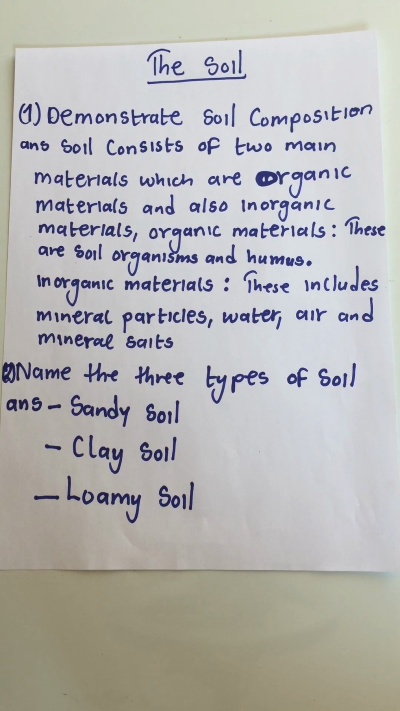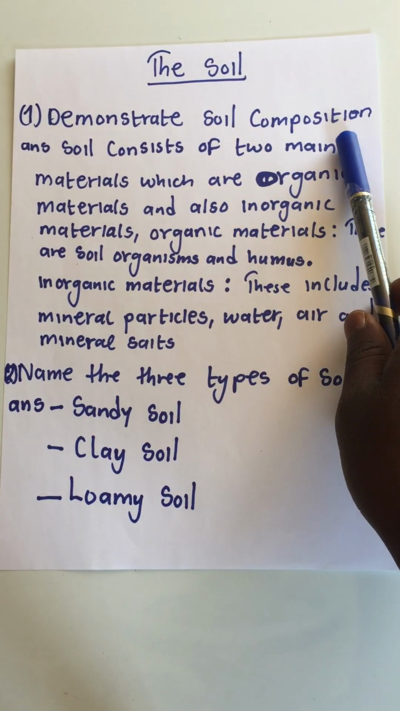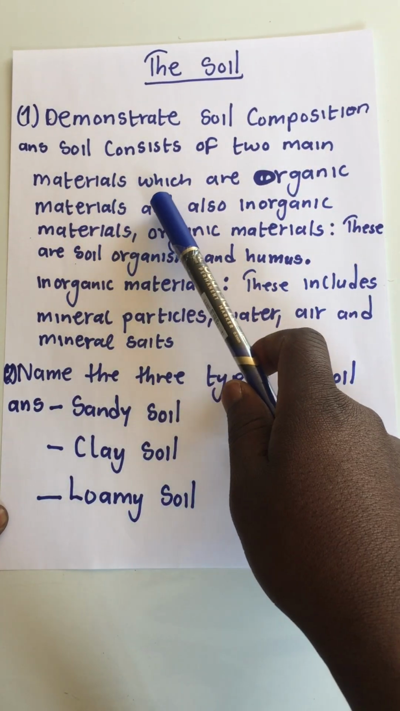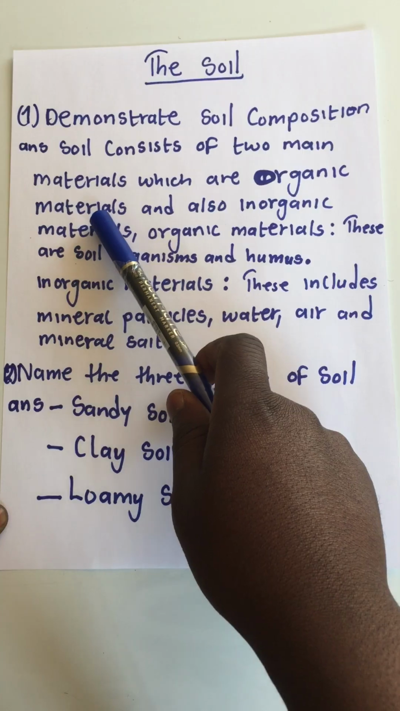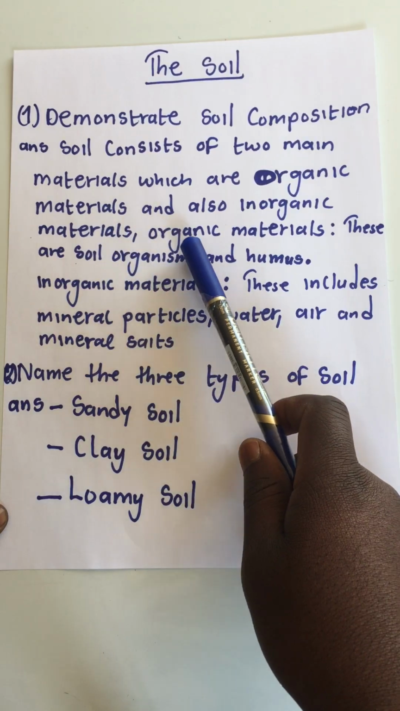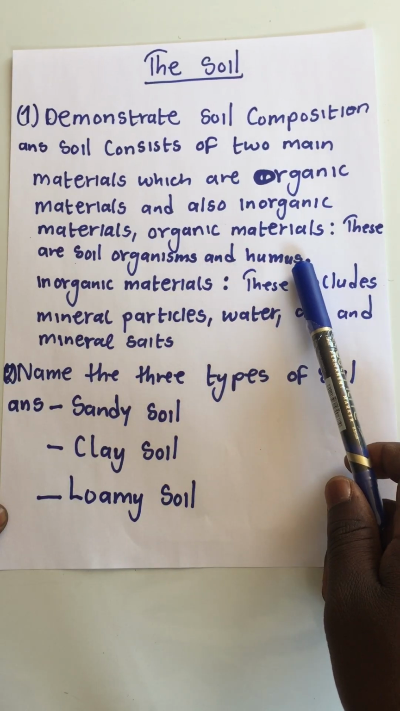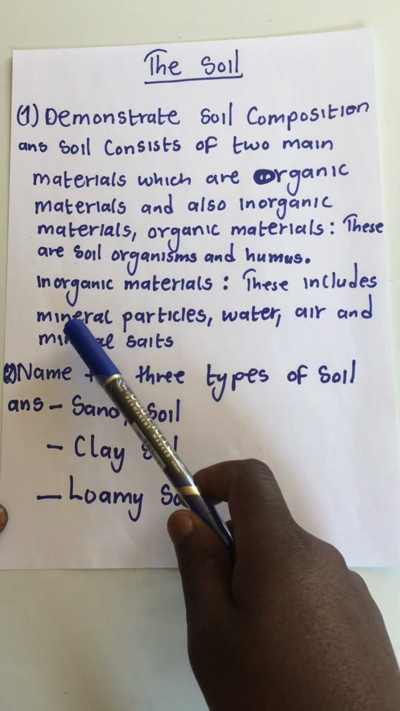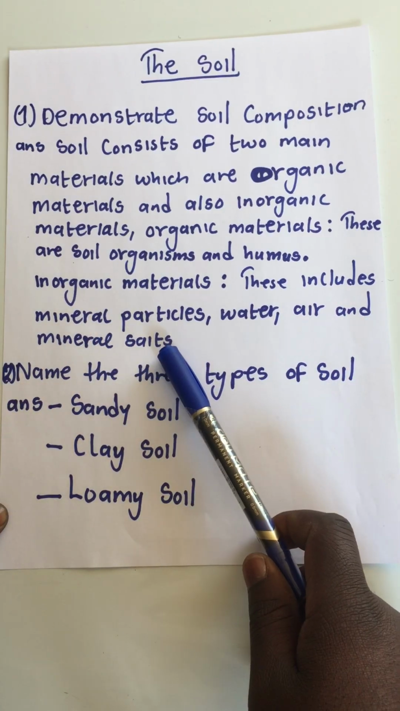The question says, demonstrate soil composition. So demonstrate what? Soil composition. Soil consists of many materials, which are organic materials and also inorganic materials. Organic materials are soil organisms and humus. Inorganic materials include mineral particles, water, air, and mineral salts.